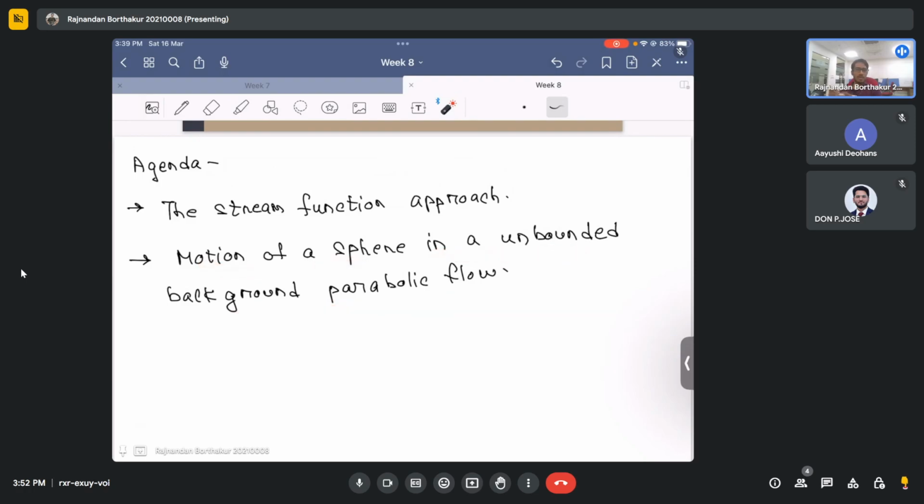In last week's class you solved the drag force on a sphere subjected to a uniform flow: if you are holding a sphere stationary in a uniform flow moving at U, what is the drag force that this sphere would experience?